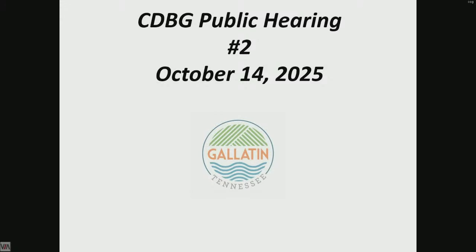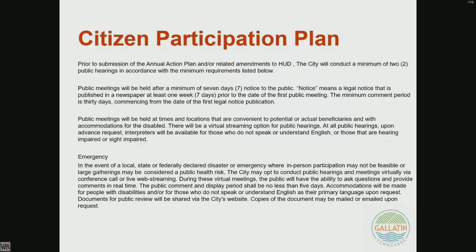Public hearing number 2 for Community Development Block Grant. This is for the adoption of the Citizen Participation Plan and the Consolidated Plan for 2025 through 2029. So we have a draft of the Citizen Participation Plan on the lectern here in City Hall. We also have it on the Planning Department's website.